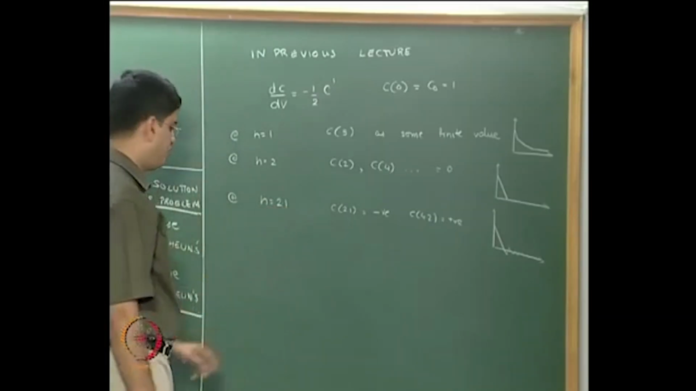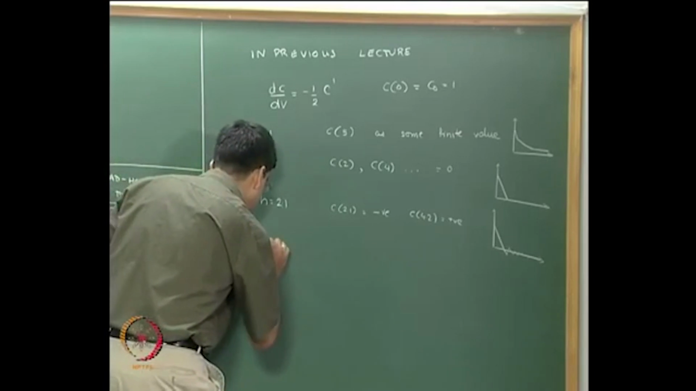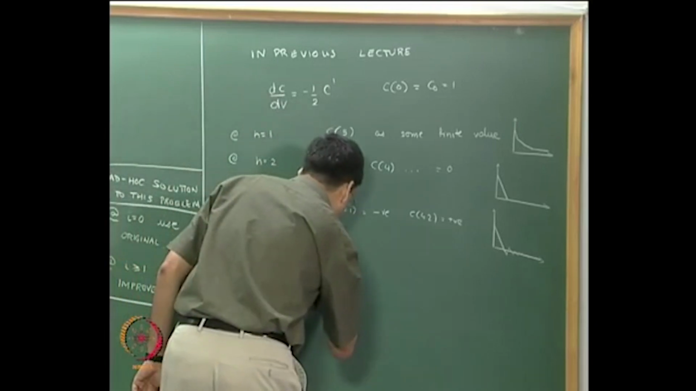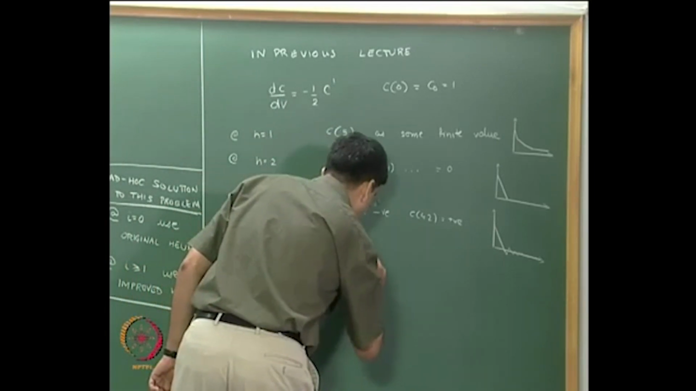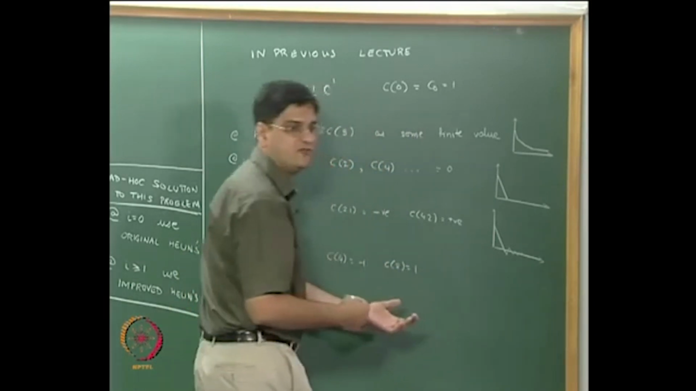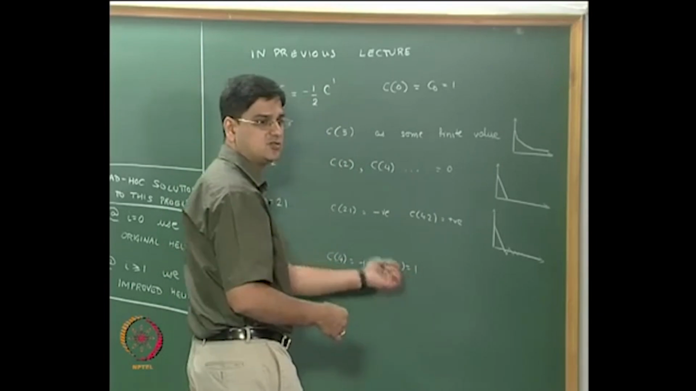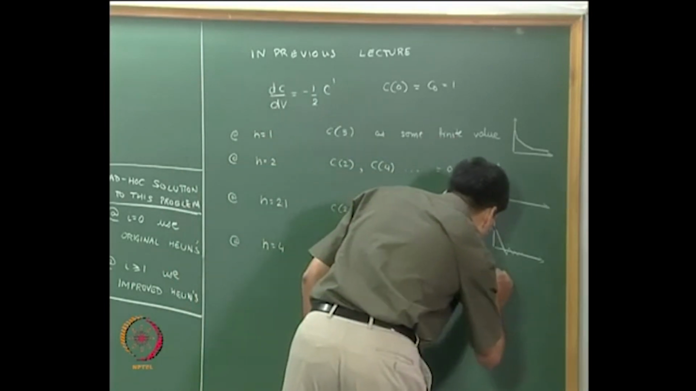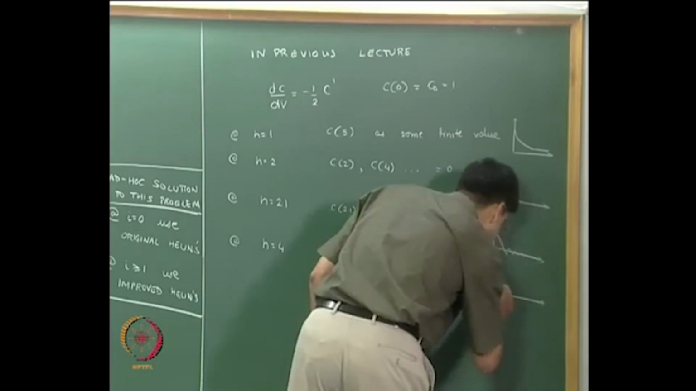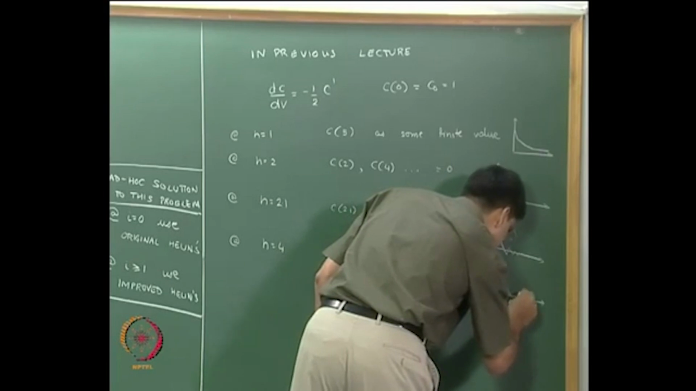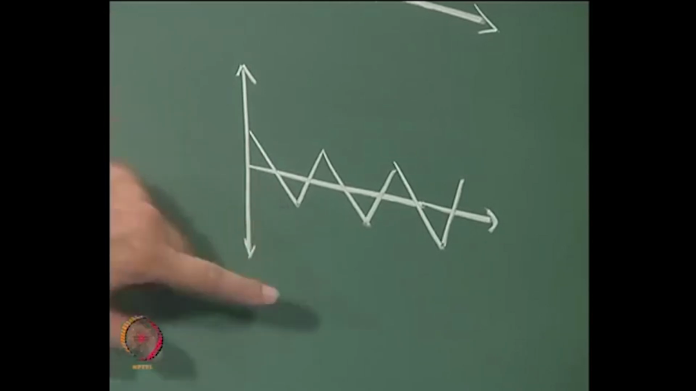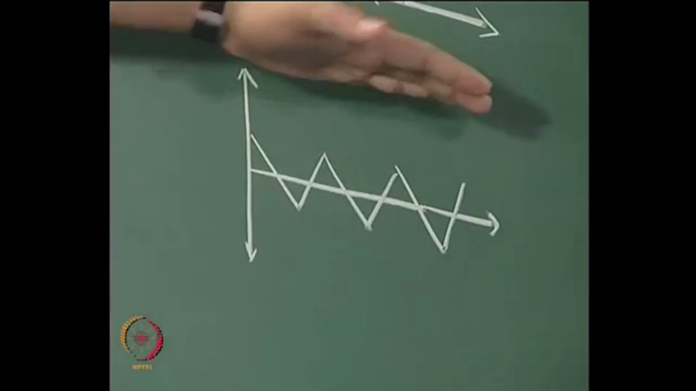Then we increased h further, to h equal to 4. At h equal to 4 we saw C4 equal to -1, C8 equal to 1, C12 equal to -1, C16 equal to 1, so on and so forth. So what we observed in that particular case was behavior of this type. Each alternate value was negative or positive, and so on.